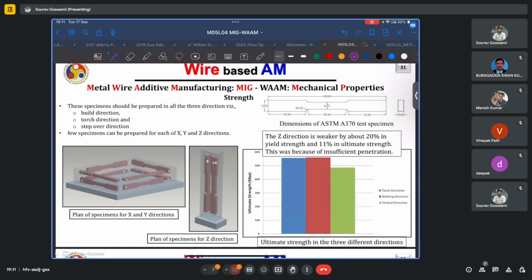Again, the anisotropy in these mechanical properties is also characterized in terms of strength, notably the tensile strength. And often we would like to check for the anisotropy properties along the build direction, the torch direction, and the step over direction. Also the z direction, so x, y, and z. And in one of the results, it was shown here that the z direction properties are weaker by about 20% in yield strength and 11% in ultimate strength, which is a significant number. And in this particular case, it was attributed to insufficient penetration or say lower dilution.